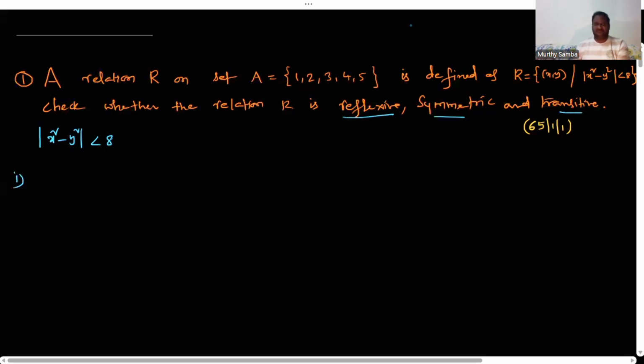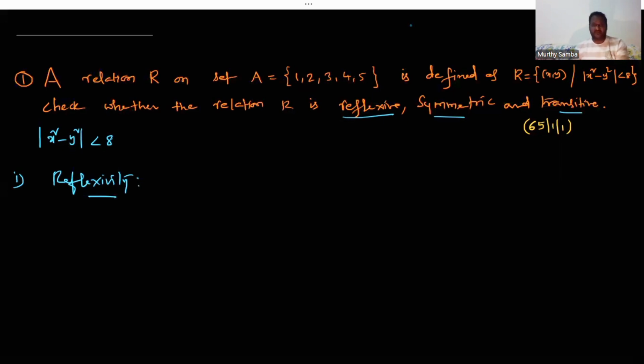Coming to reflexivity. How to check whether it is a reflexive relation or not? You know about the reflexive relation. What is the definition of reflexive relation? If ordered pair (x, y) belongs to R for every x belonging to the given set, then it is said to be a reflexive relation.